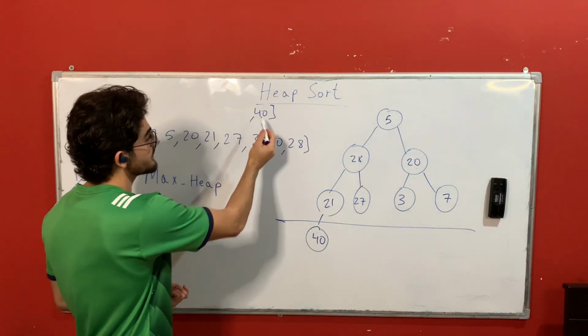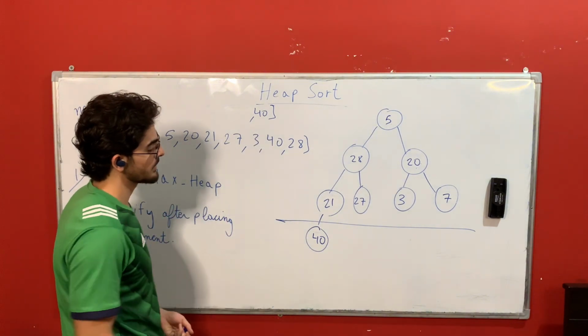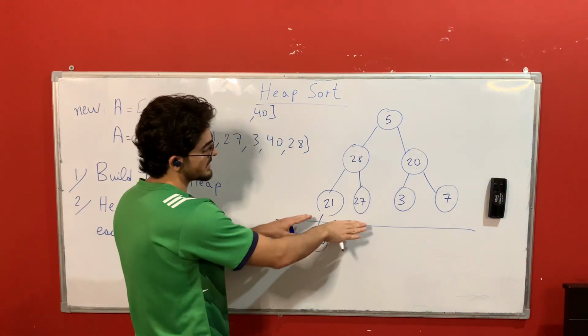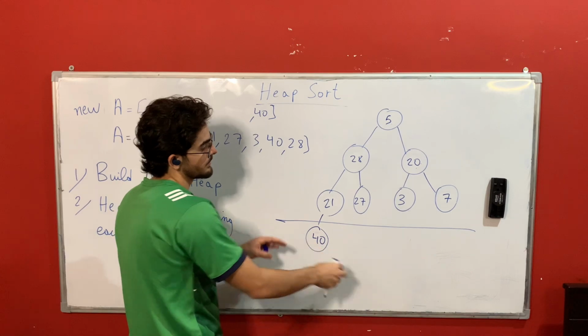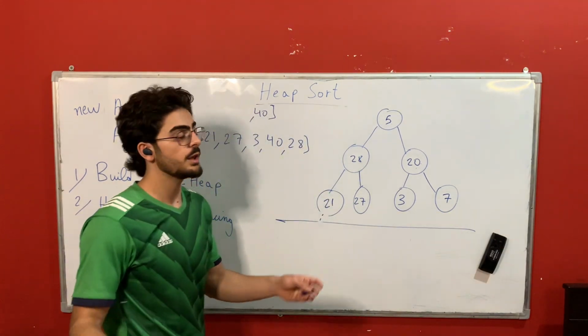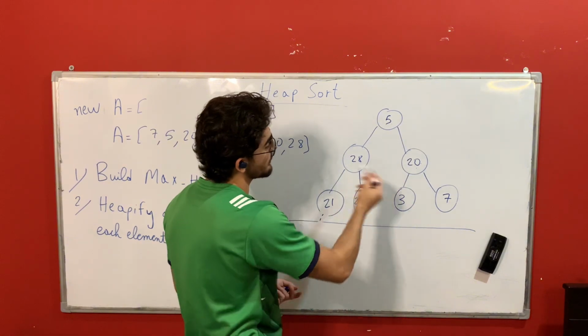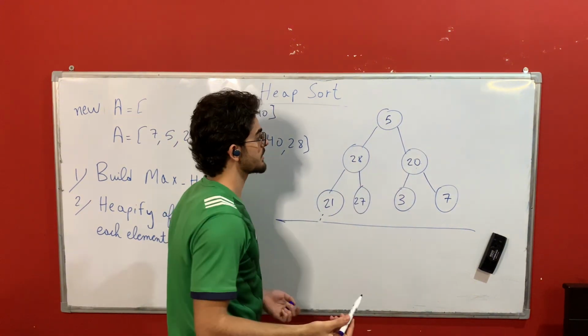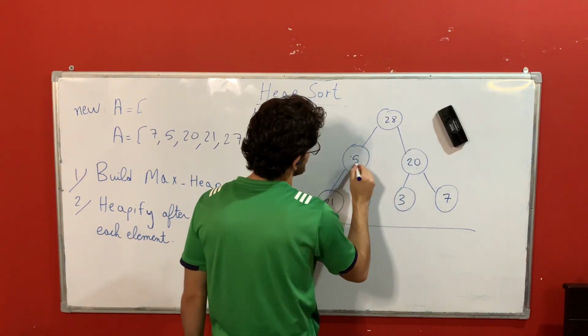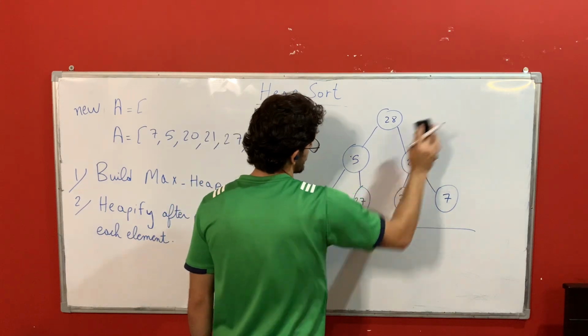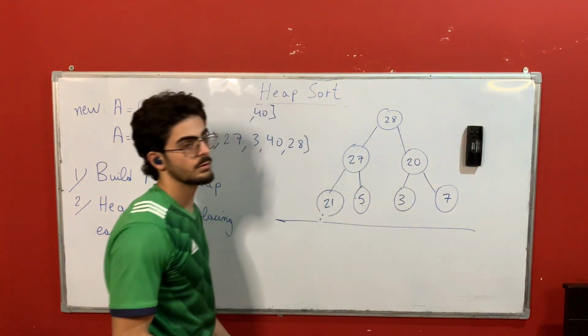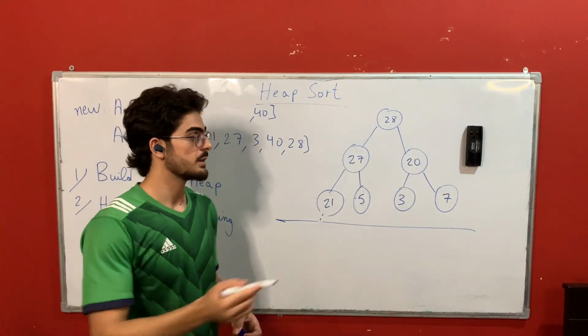So now we placed 40 at the end of the array. The heap now becomes this part excluding 40. We reheapify, and how will we reheapify? We compare the parent element with its children and repeat the same process. Now let me simulate the rest of the algorithm.